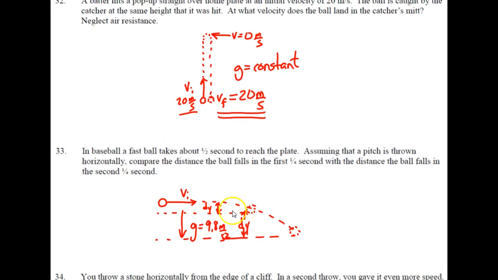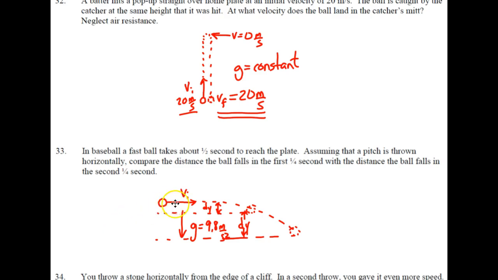For 33, in baseball, a fastball takes about a half of a second to reach the plate. Assuming that a pitch is thrown horizontally, compare the distance the ball falls in the first quarter second with the distance the ball falls in the second quarter second.